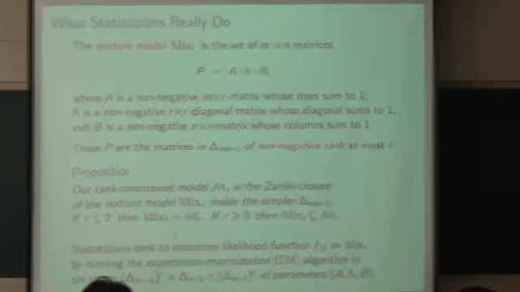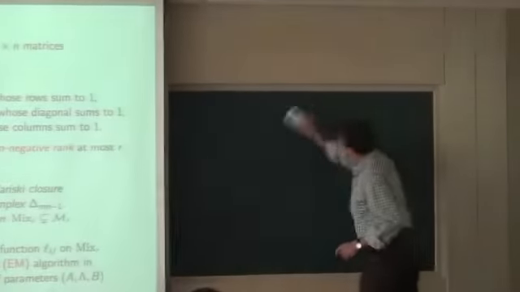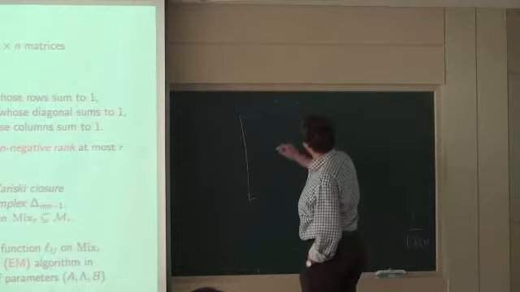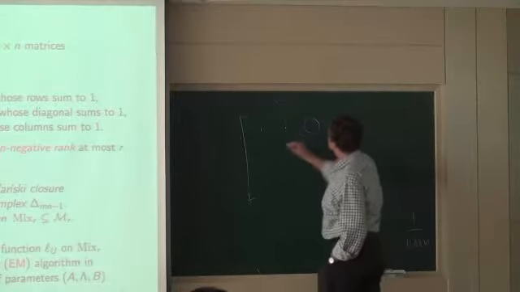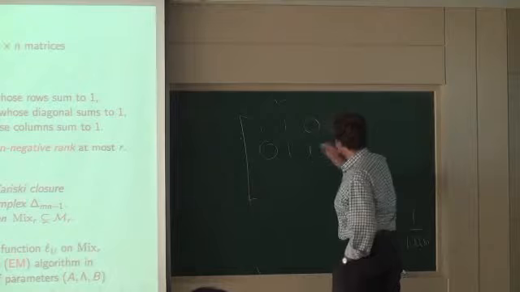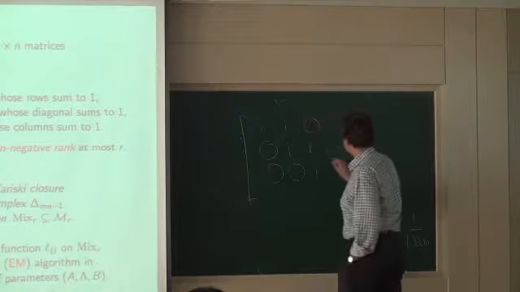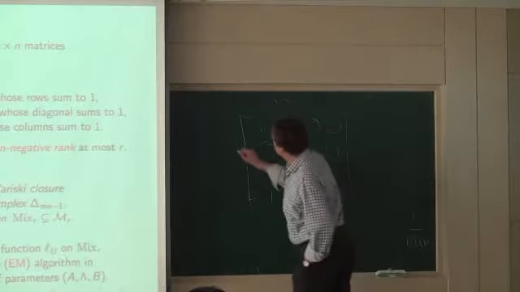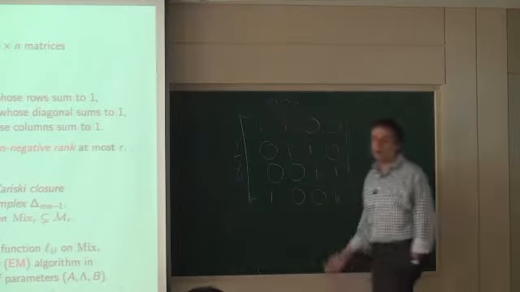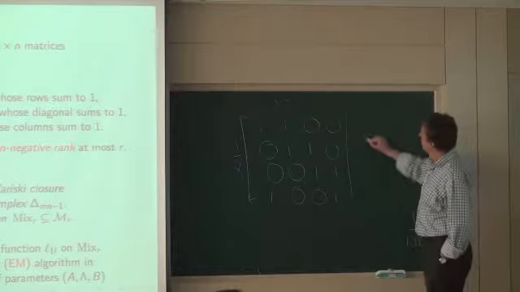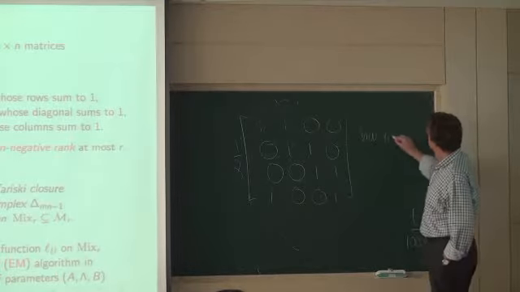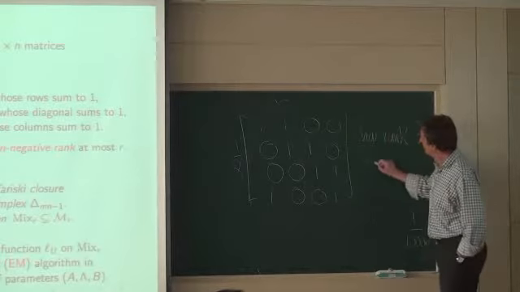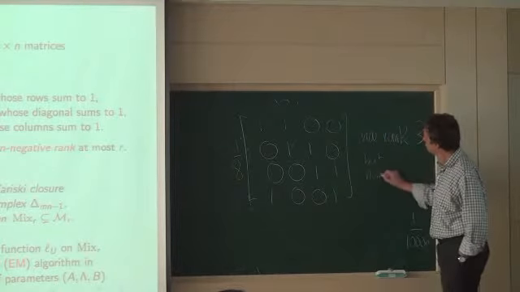Let me give you a concrete example. Take this 4 by 4 matrix: 1, 1, 0, 0; 0, 1, 1, 0; and cyclically 0, 0, 1, 1; 1, 0, 0, 1. Let's make it a distribution, so 1/8 times this. So there's an example. This matrix has classical rank 3, but non-negative rank 4.